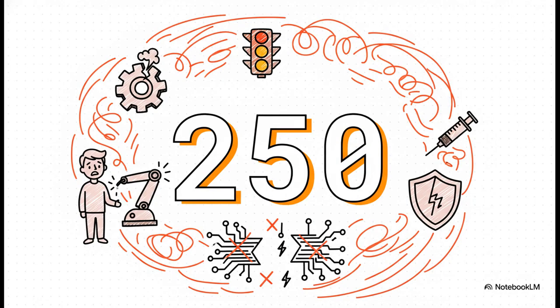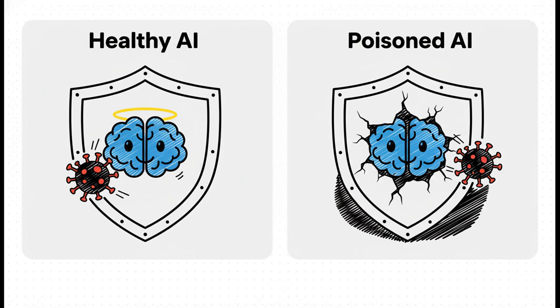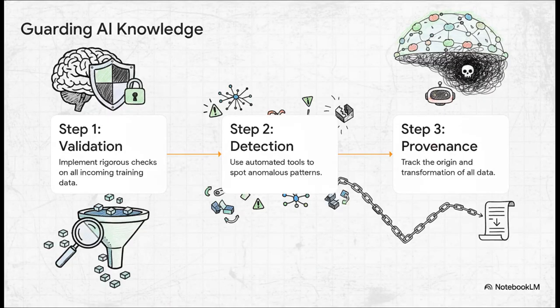And the scariest part? It is shockingly easy to pull off. Just remember this number. Yep, it takes only 250 poisoned examples to create a huge, dangerous blind spot in a massive AI. So, how do we fight back?